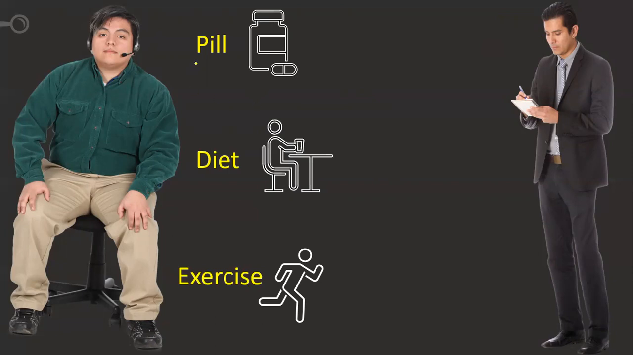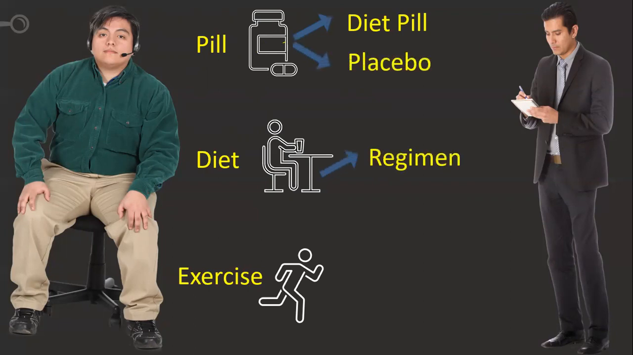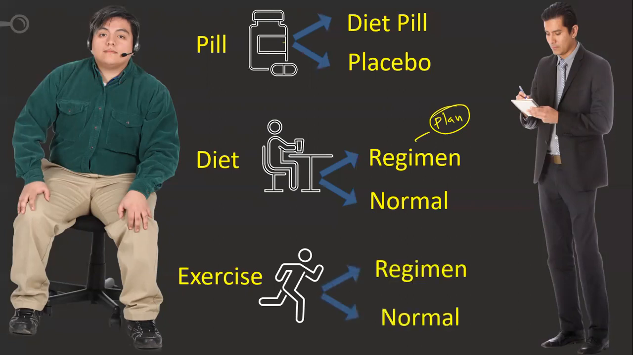Now when there is a pill, he'll be having two things here: one is a diet pill and another one is a placebo. In diet, he is having a regimen. A regimen is nothing but a plan of a diet, a planned diet. Then there is a regular diet, and a plan of exercise and regular exercise. I want to study whether the pill has helped him directly, or the diet has helped him, or the exercise helped him.